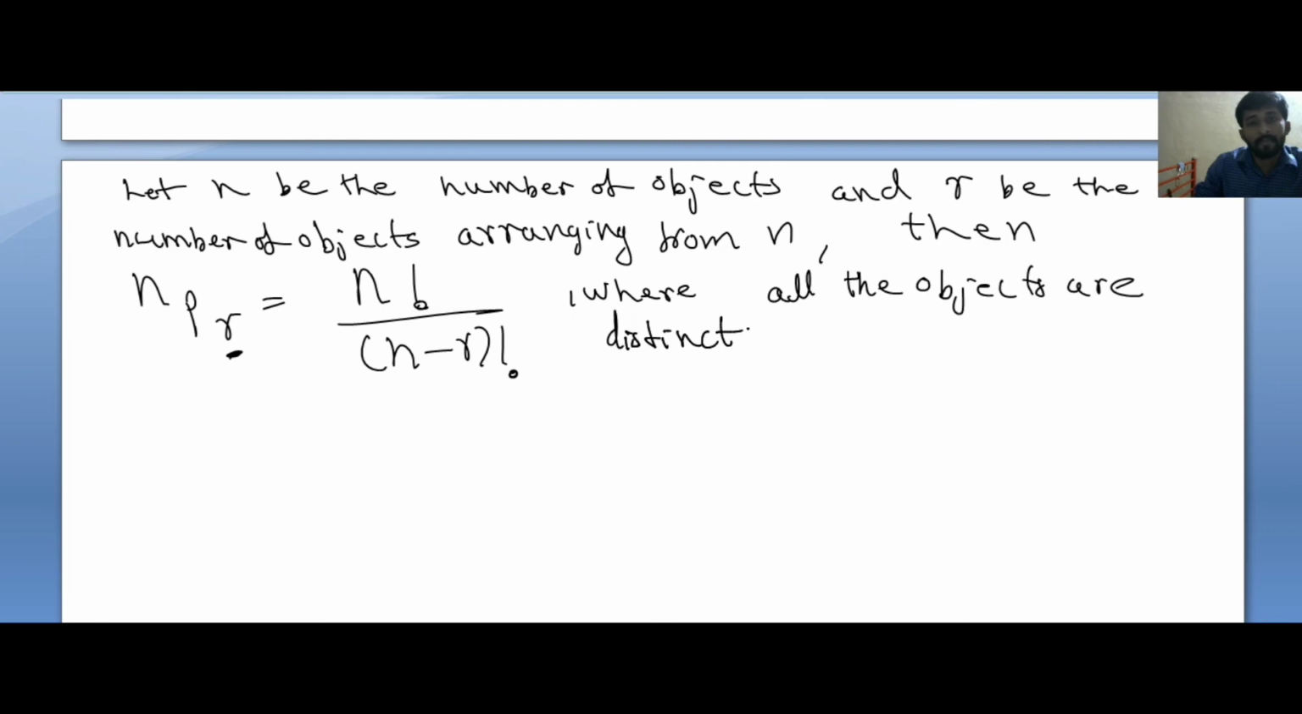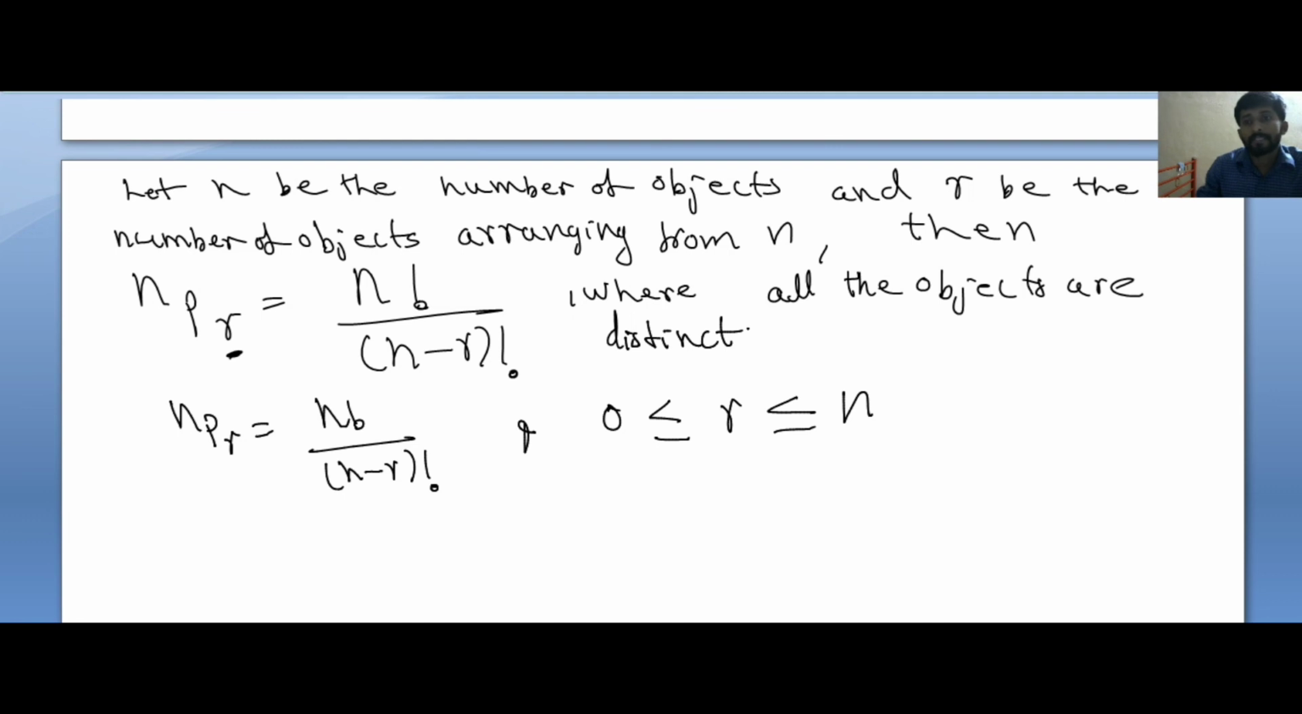In that time, arrangement of r objects from the n objects is denoted by nPr, and the formula is n factorial divided by n minus r factorial, or nPr, here I'll write the formula, n factorial divided by n minus r factorial, where 0 is less than or equal to r, r is less than or equal to n. Maximum value for r is equal to n and minimum value for r is equal to 0.